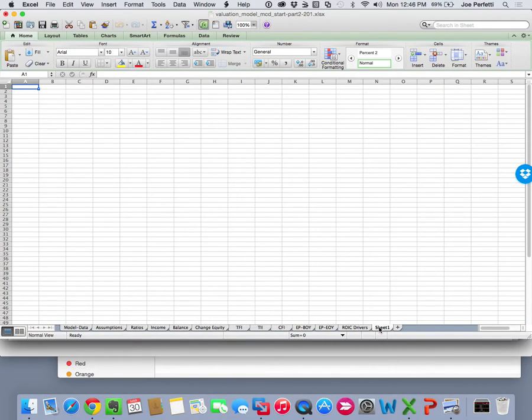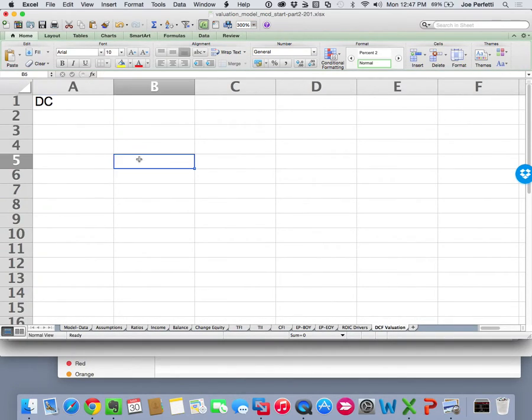So with that in mind, to get started, we're going to go to our model, and I'm going to create a new tab by hitting the plus button on the far right. I'm going to rename this tab the DCF, or discounted cash flow, valuation. I'll make this a little bit bigger so you can see what I'm doing. I eventually want to print this out on one 8.5 by 11 page, so I'm going to have it go down the rows as opposed to across the columns.